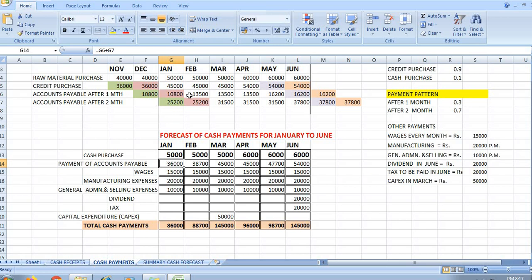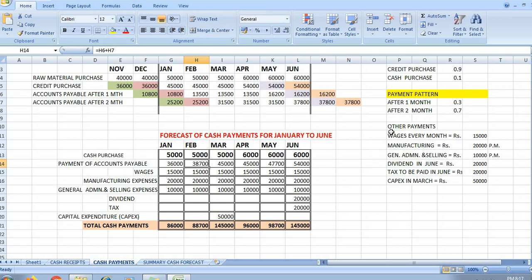Similarly for February, take up 13,500, add this 25,200, and you have 38,700 out here. So fine, now we have plotted all these accounts payable figures, and we have taken these figures from here. Okay, accounts payable after 1 month and 2 months. Other payments have been mentioned out here.